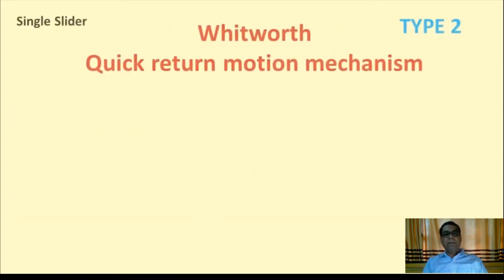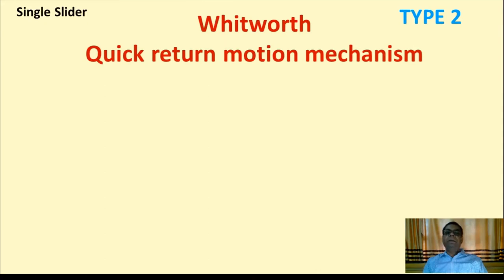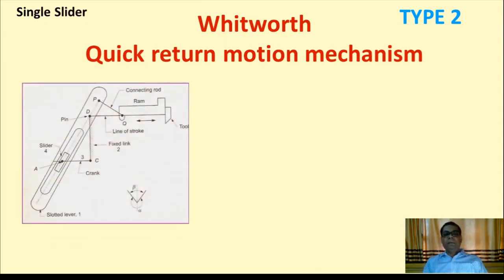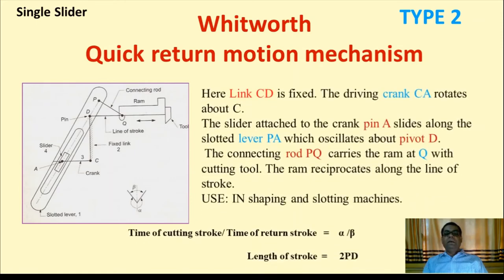Now type 2 of the single slider is the Whitworth quick return motion mechanism. The Whitworth quick return motion mechanism is a modification of the previous type of mechanism, obviously. Here the link CD is fixed, the driving crank CA rotates about C, and the slider attached to the crank pin A slides along the slotted lever PA, which oscillates about the pivot D. The connecting rod PQ carries the ram at point Q with the cutting tool. The ram reciprocates along the line of the stroke, and the application is in shaping and slotting machines, obviously.